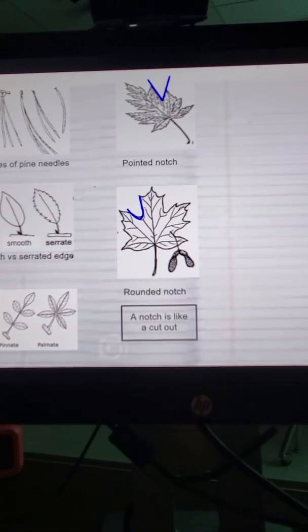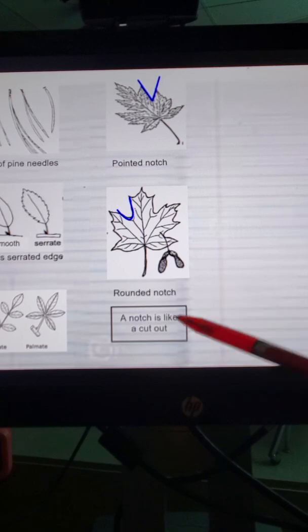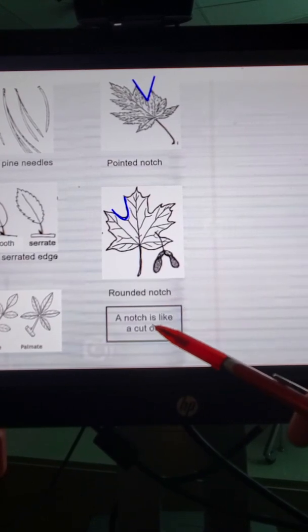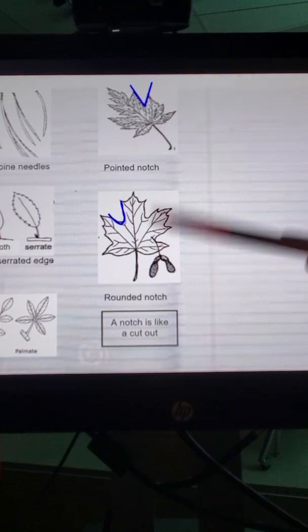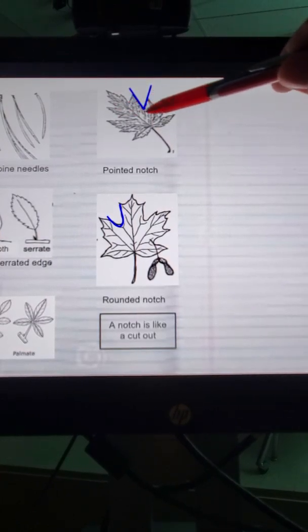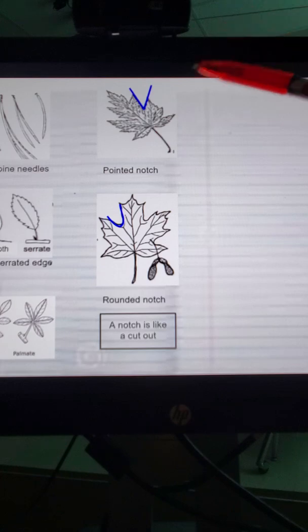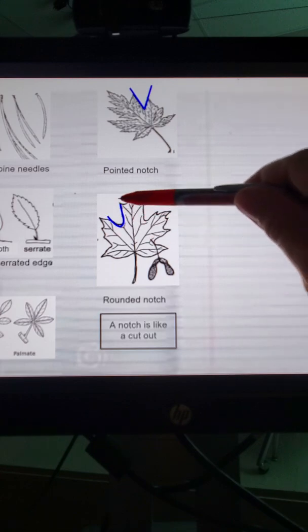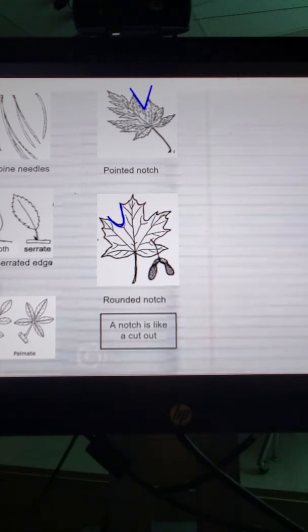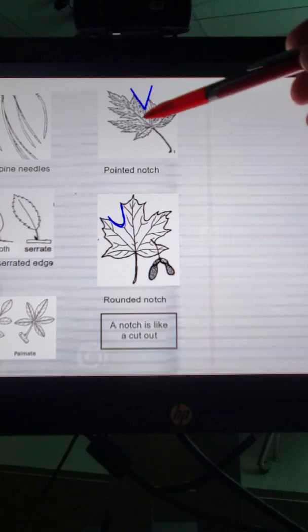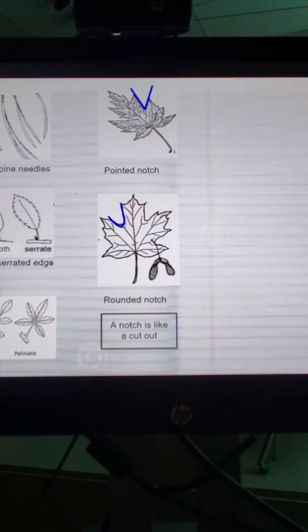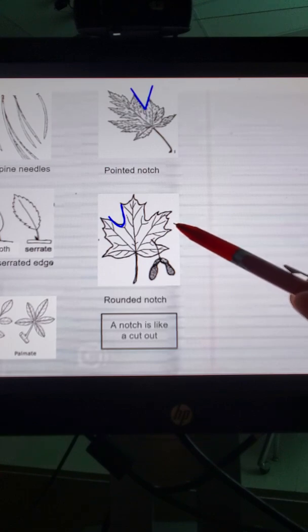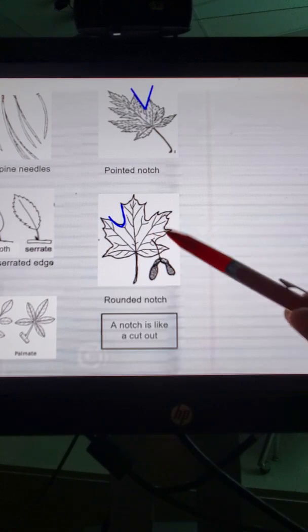Another set of really important words that you definitely need to know is this word notch. So a notch is like a cutout. And here's 2 examples. So sometimes the cutout is very pointy and we call it a pointed notch. Sometimes in other leaves, the notch is rounded. And you're going to see, to complete the homework if you hadn't finished it, that there are some leaves that you're asked to identify as either having a pointed notch or a rounded notch. So the notch, as I said, is just the kind of cutout.